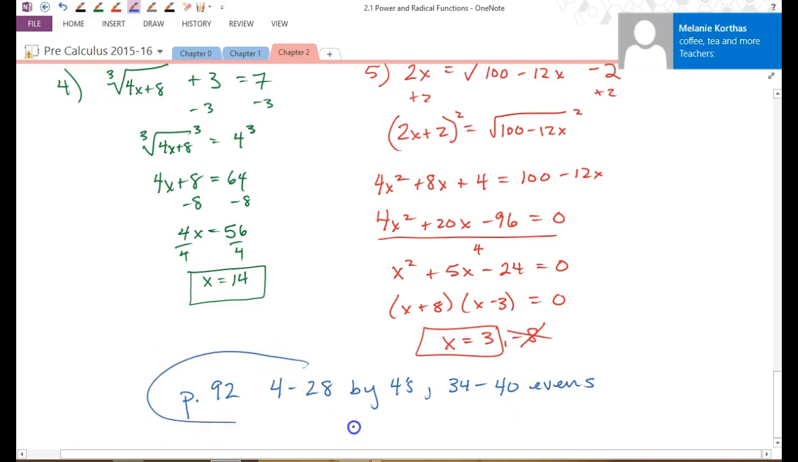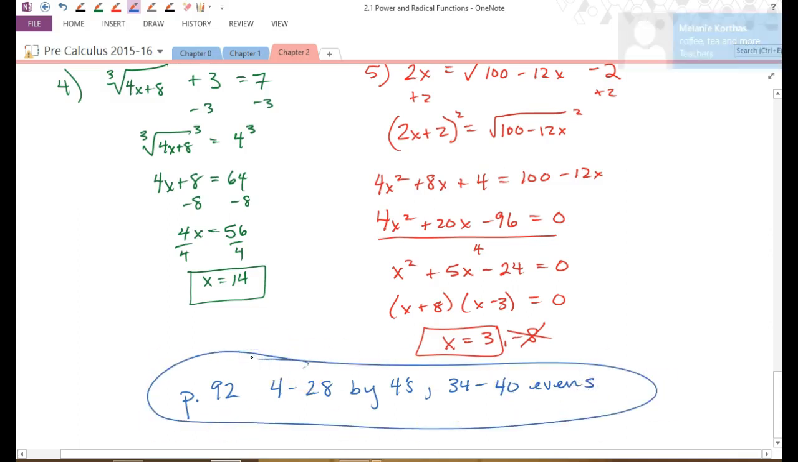Okay, so there you go. That's not too bad. So the first set of numbers, 4 through 28, you're going by 4s. Flavia, does that make sense? Okay, and then 34 through 40 is evens.